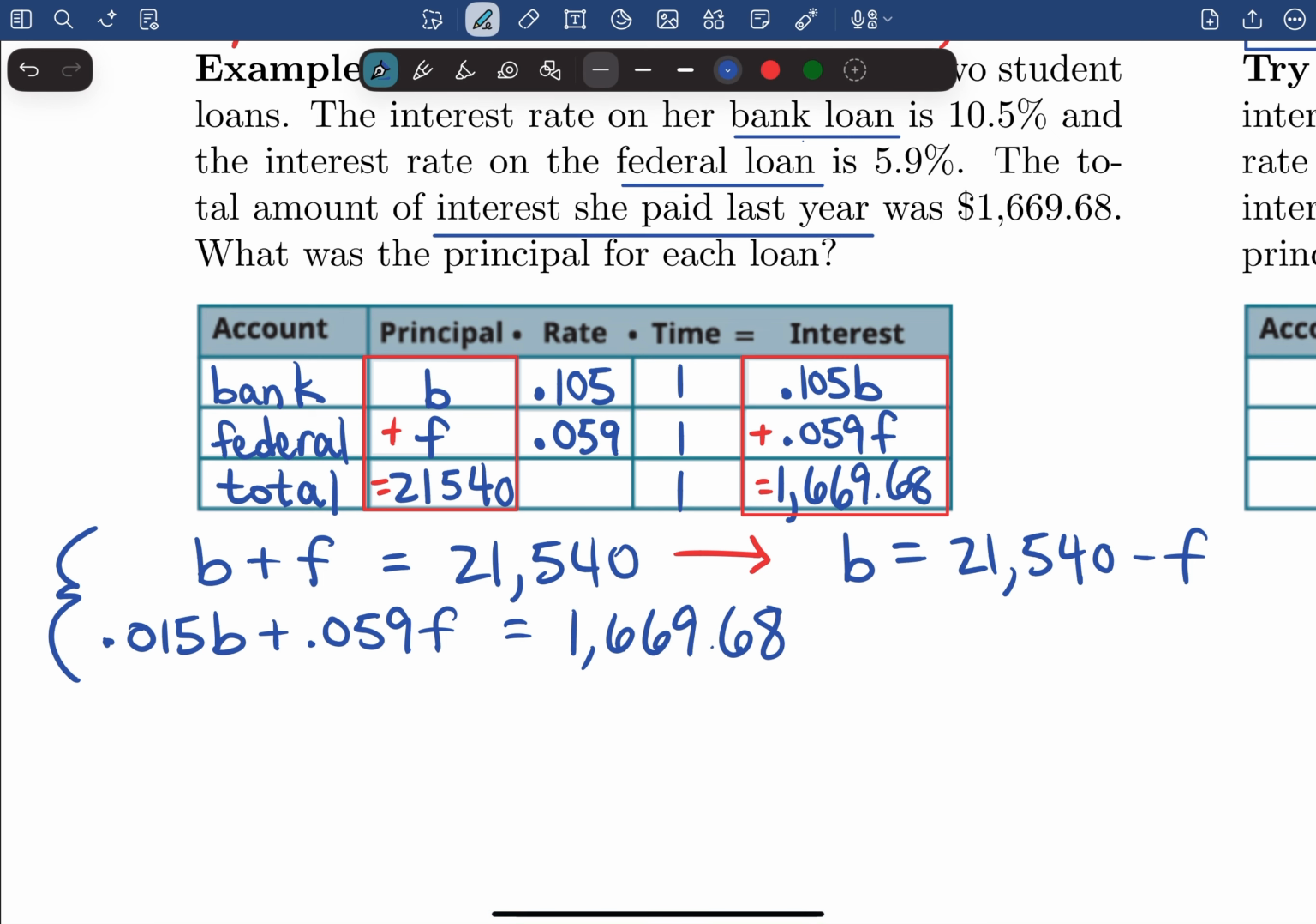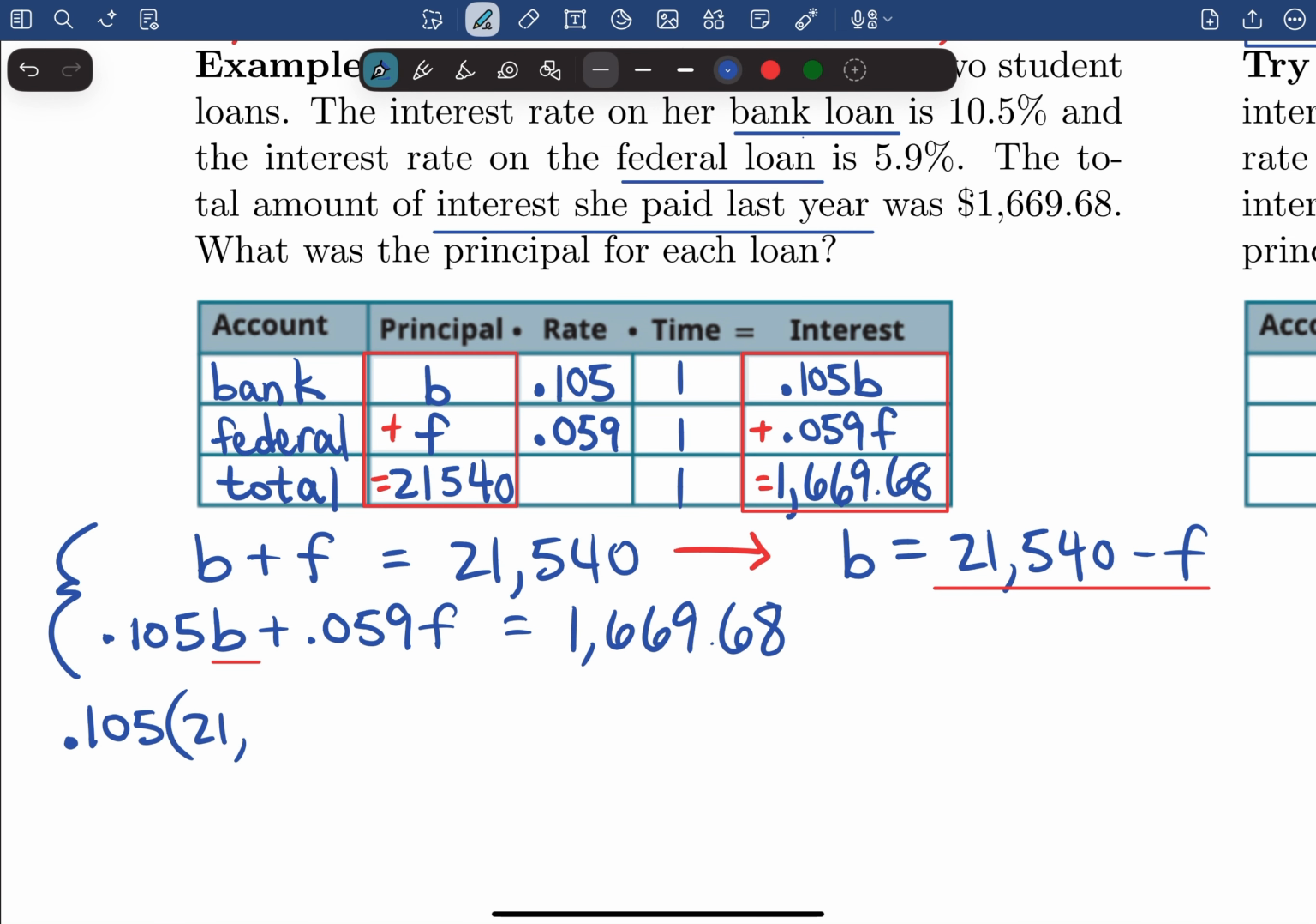Now, using substitution, I can take this and replace it with B, because that's what B is, in the second equation. I'll rewrite the equation. Let me fix one little typo. There we go. Fixed. And so now I write 0.105 times 21,540 minus F plus 0.059 times F equals 1,669.68.